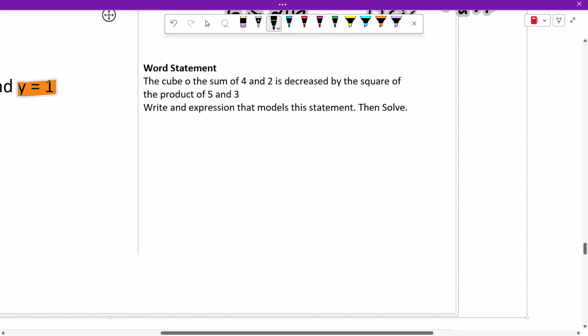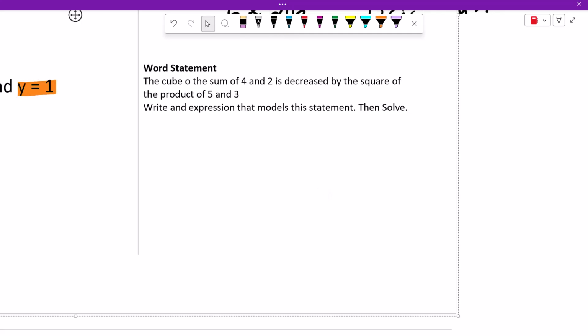So word problem. The cube of the sum of 4 and 2 is decreased by the square of the product of 5 and 3. Write the statement and solve. So this is hard, right? So we're going to take it one step at a time and explain how to translate these things. So we have the first statement here.